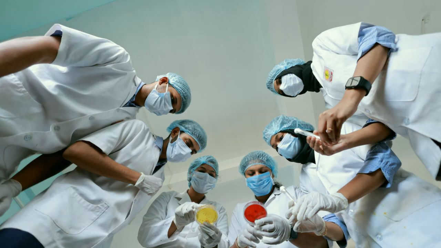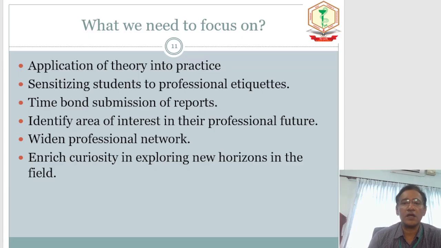For example, they can go outside the college, get into the community and society and extract some data, or they can visit some pharmacies and go for a market survey. So they have to submit certain reports which are time bound, and identify the area of interest in their professional future. Because if a student wants to work in a pharmaceutical industry in future in production, then definitely they have to take such a domain, widen professional networks, and enrich curiosity in exploring new ideas.